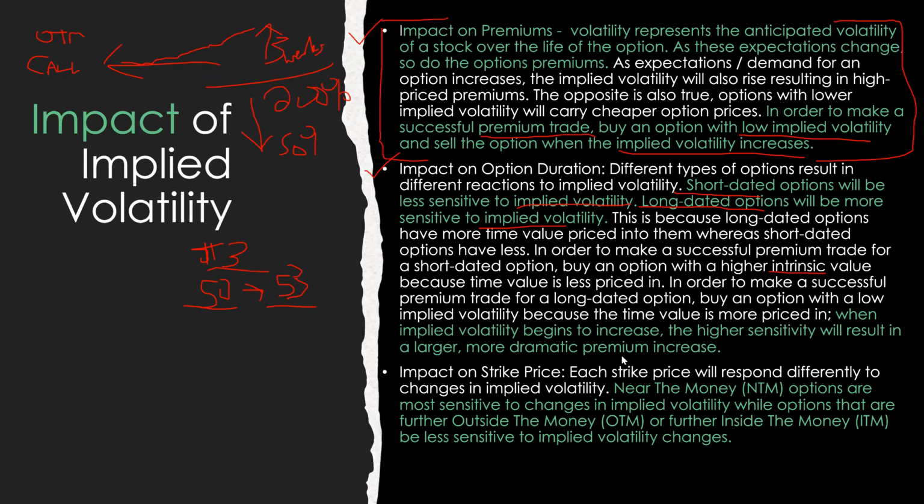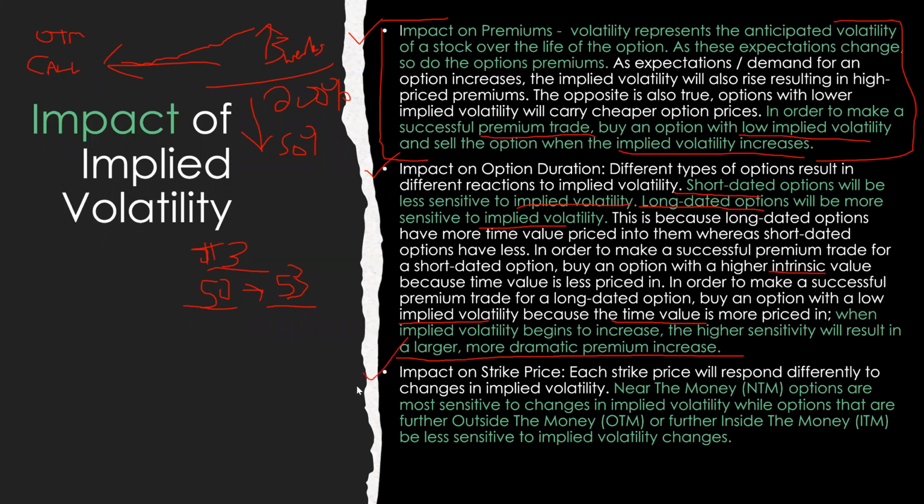In order to make a successful premium trade on a long dated option, buy an option with a low IV because the time value is more priced in. You're going to learn about this more when I teach you how I swing trade and how I do this. I buy options with lower IV because I'm trading time value for implied volatility. And this is why I have a high success rate in my swing trades. I'm going to show you this next Tuesday, I believe. When IV begins to increase, the higher sensitivity will result in a much larger, much more dramatic premium increase for those that are in the trade.